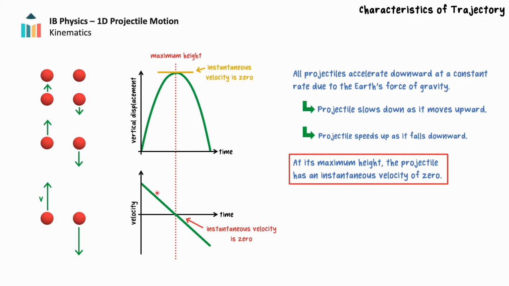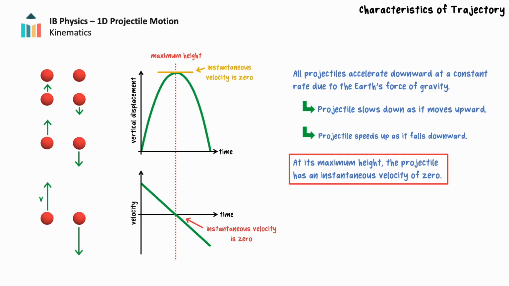On our velocity time graph, we can see the slope, which is the acceleration, is constant throughout the projectile's flight. Even when the projectile has an instantaneous velocity of 0, its acceleration does not change. Recall that the instantaneous velocity of an accelerating object can be determined by the gradient of a tangent line on a displacement time graph. On our displacement as a function of time graph, the gradient of a tangent at the projectile's maximum height is 0.